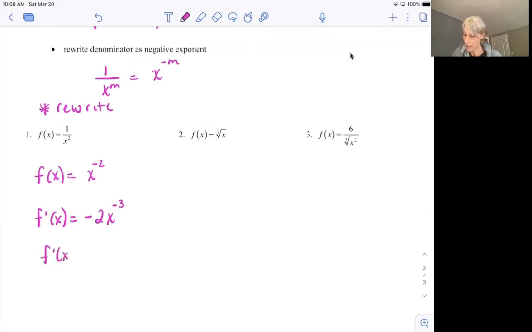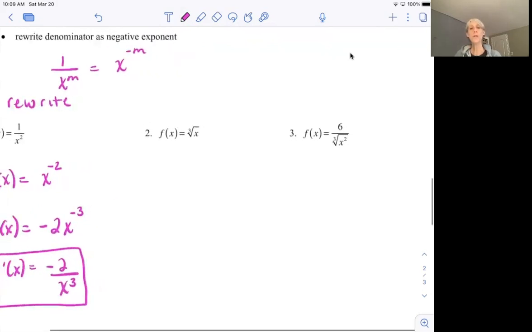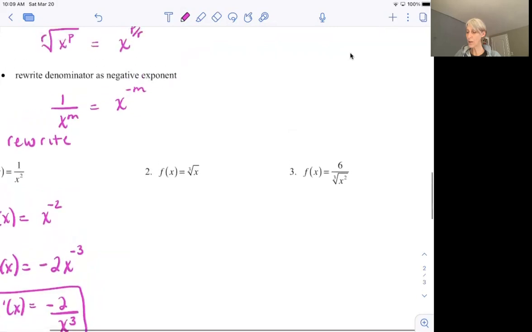If the instructions say to rewrite it with a positive power, you're going to go one more step: flip the variable, change the sign of the exponent. If f of x equals the cube root of x, we need to rewrite that with our fraction power.